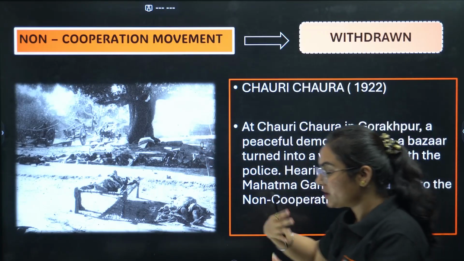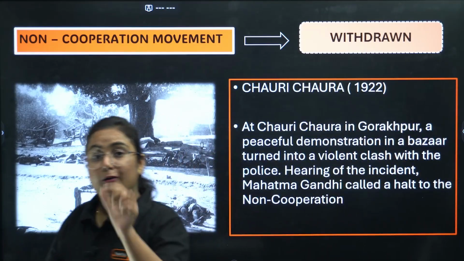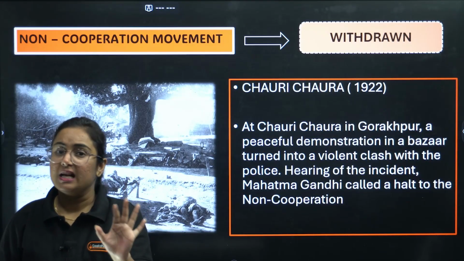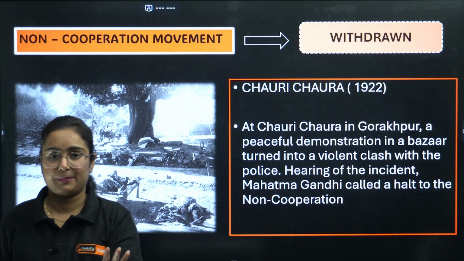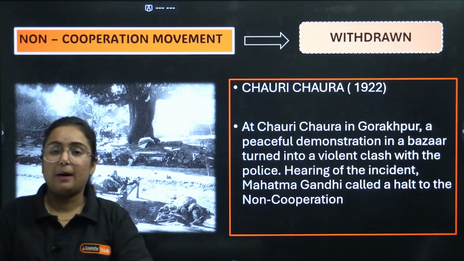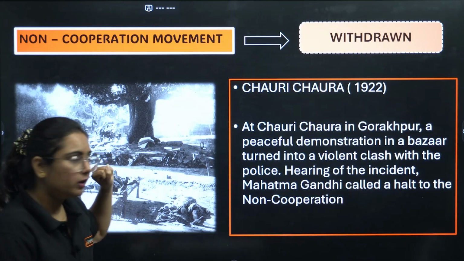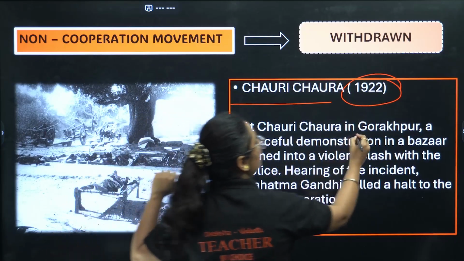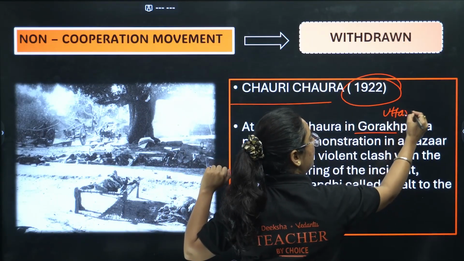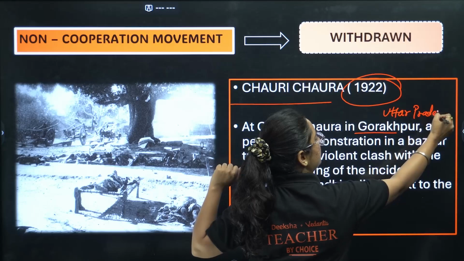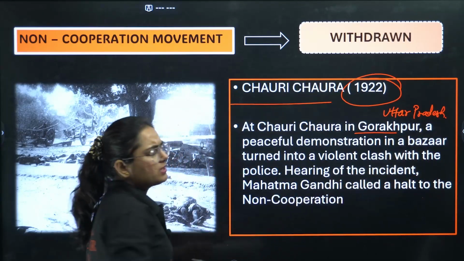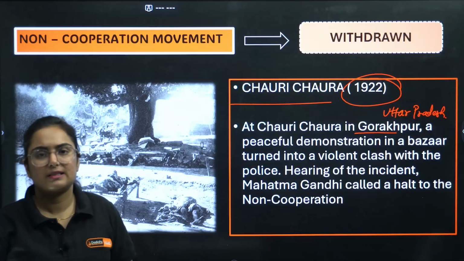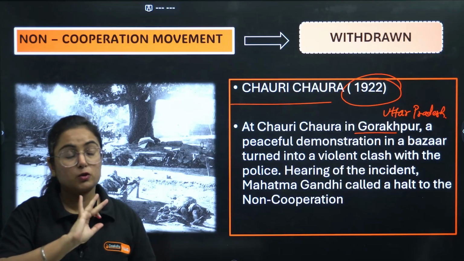Now this non-cooperation movement was going on. One thing happened that was against Gandhiji's principle, that is violence. This is what happened at Chauri Chaura. Chauri Chaura is a place in Gorakhpur, Uttar Pradesh. What happened there? There was a peaceful demonstration by the people in the bazaar. People were protesting peacefully.